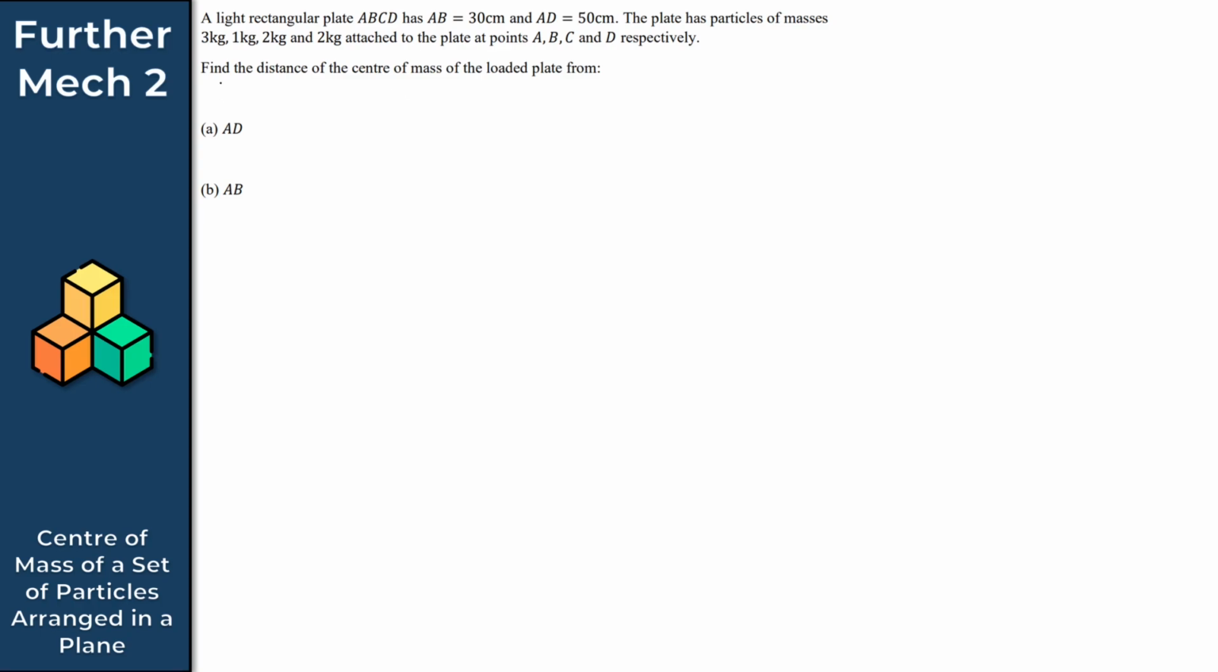Now for this question, all we want to do is find the distance of the center of mass of the loaded plate from the following axes. As we can see, for this problem we do not have a diagram. Generally speaking, for most further mechanics 2 problems, we do really want a diagram. So a good starting point is to draw our own diagram.